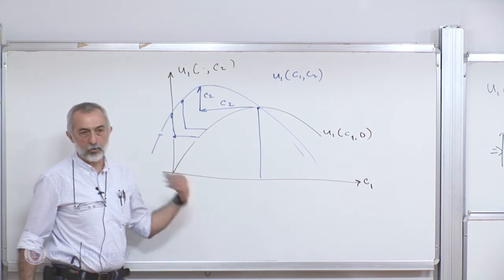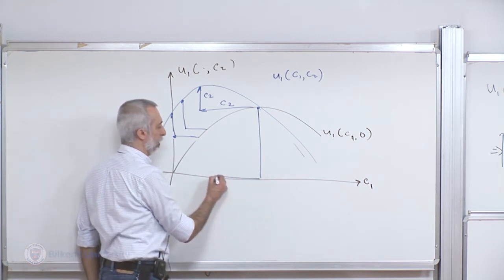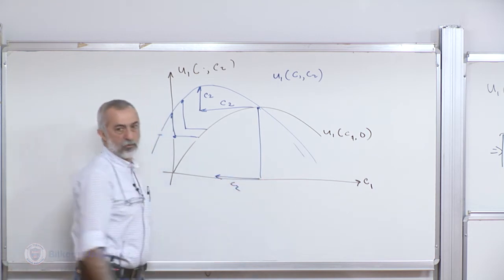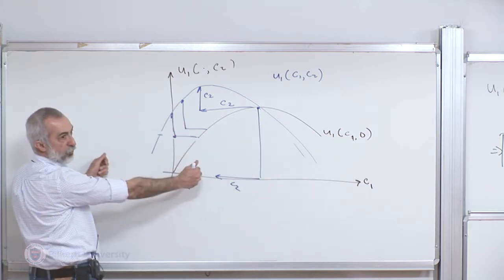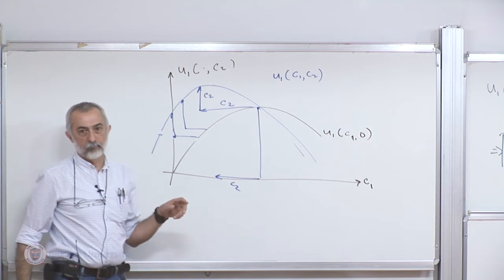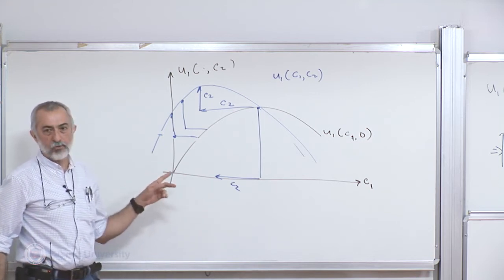It's smaller. How much smaller? It will be exactly shifted by c2 units, right? We just take this graph and shift it to the left by c2 units. Of course, there's something that we have to be careful about.